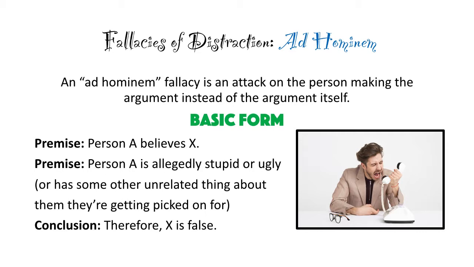If you recall, the form of an ad hominem argument goes something like this. Premise, person A believes X. Premise, person A is stupid or ugly or has some other unrelated problem. Conclusion, X is false. What makes this a fallacy? The proof of the claim hinges on who says it and something about the person who says it. It doesn't have to do with the argument itself.